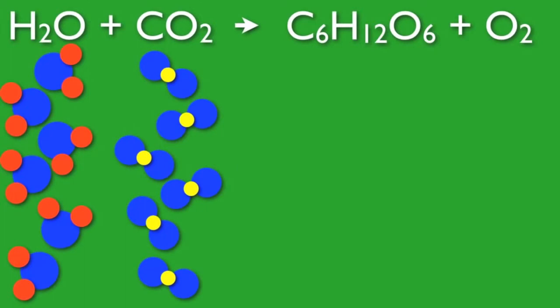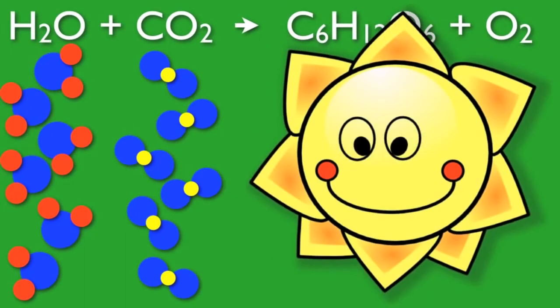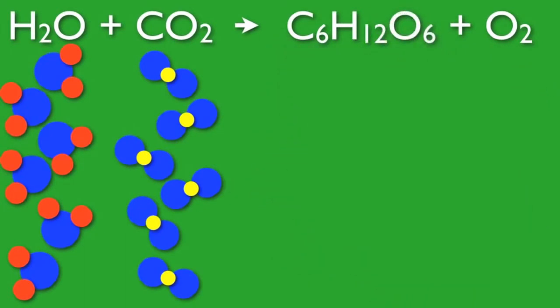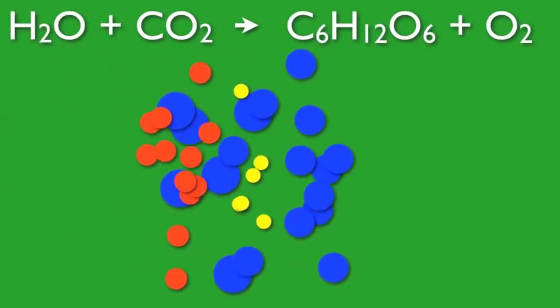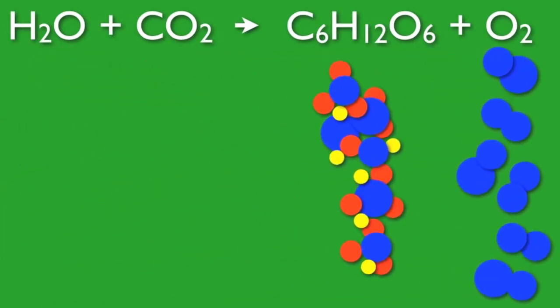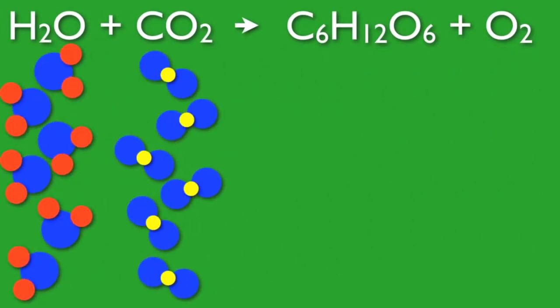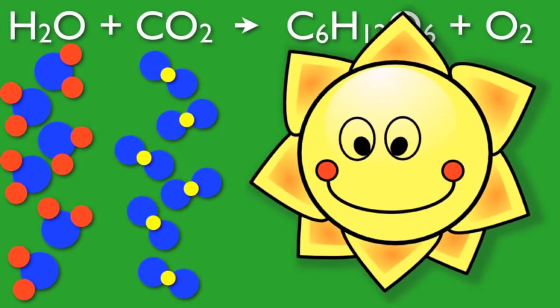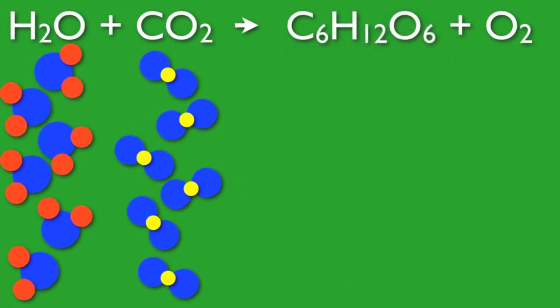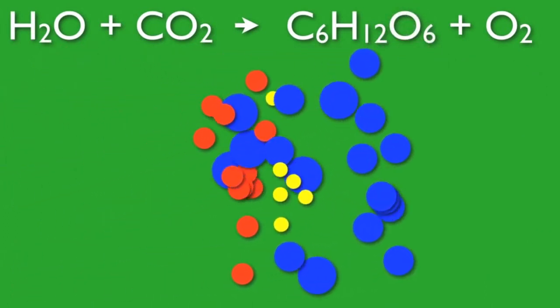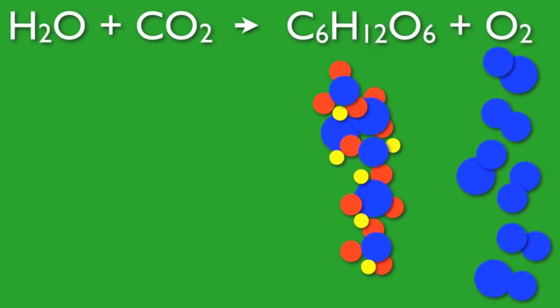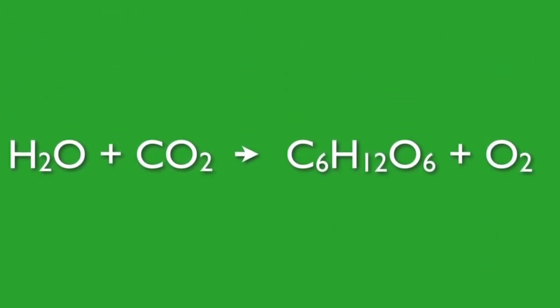Let's see this process again. With the help of the sun, 6 water molecules and 6 carbon dioxide molecules are broken apart. Their atoms are rearranged to make glucose and 6 oxygen molecules. This process continues with the help of the sun in the chloroplasts of all plants. Water plus carbon dioxide is used to make glucose and oxygen.